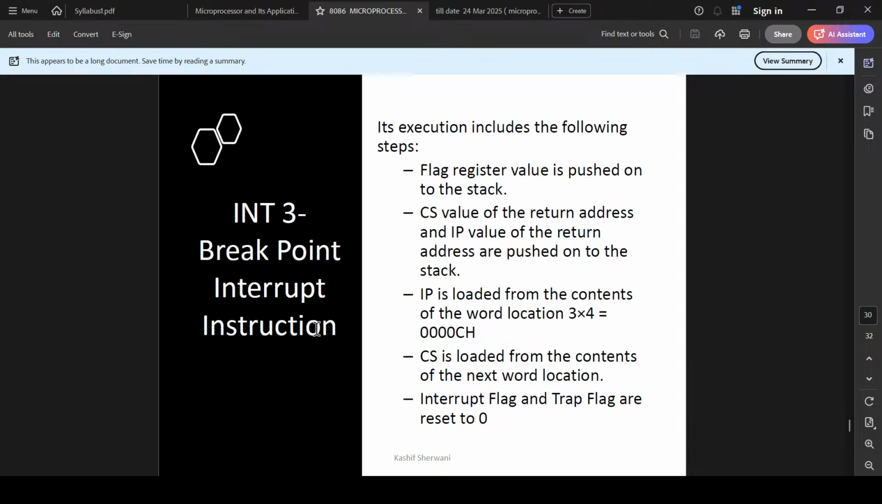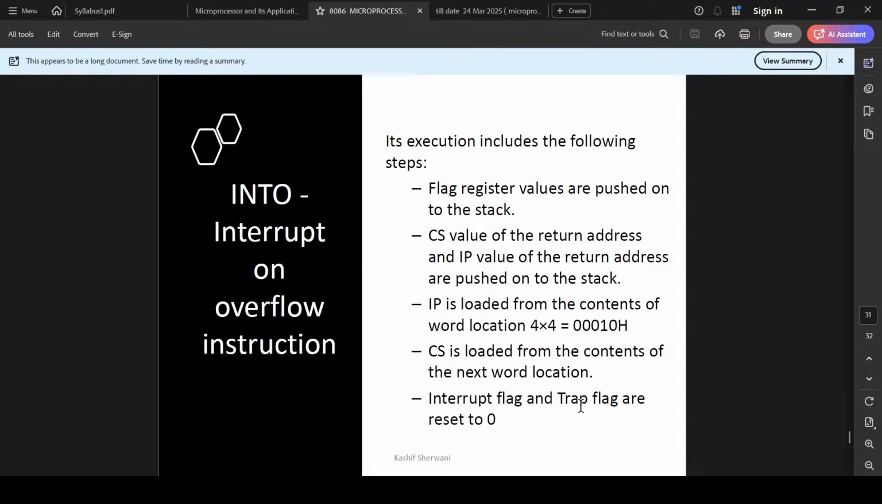Okay, we'll skip that. INT3, breakpoint interrupt instruction: flag register value pushed on the stack, CS and IP pushed on the stack. IP is loaded from the contents of the word location 3 times 4, which is 0000CH. CS is from the next word location. Interrupt and trap flags are set to 0. INTO is similar.